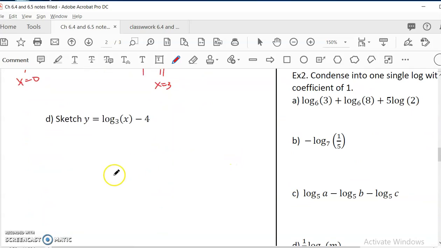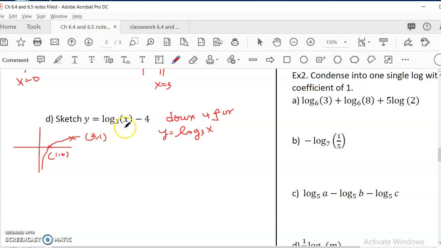Okay, can I finish this? So this has a minus 4 outside. That means the transformation is down 4 from the parent function, log 3x, right? So let's just graph y equals log 3x as our baseline. Because it's log base 3, we still have 1, 0, and then we will have 3, 1.